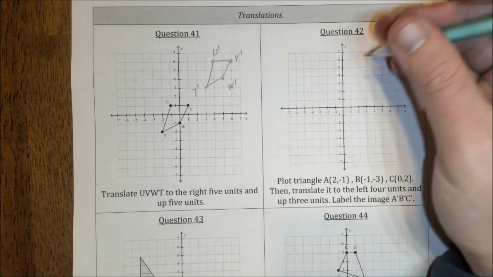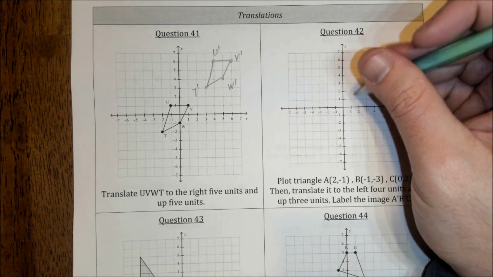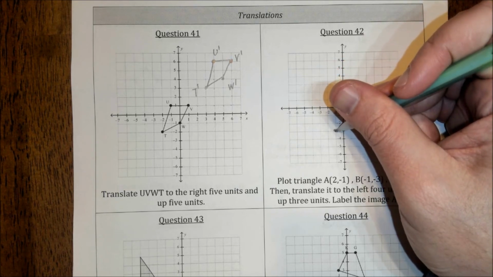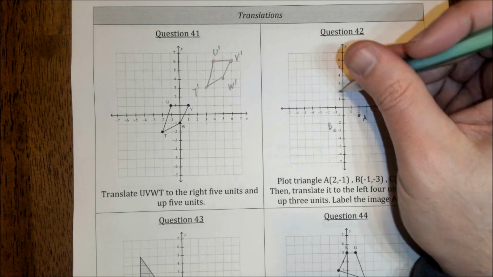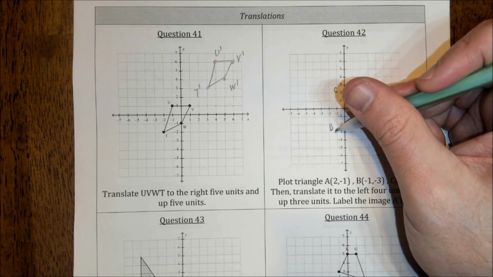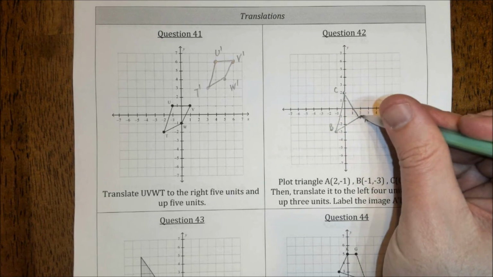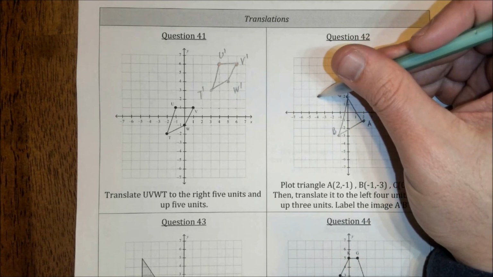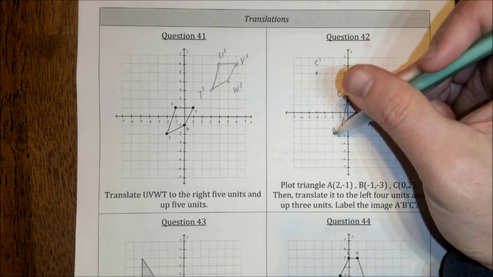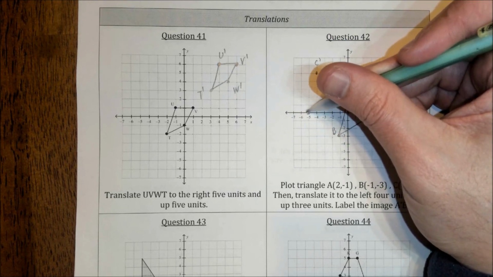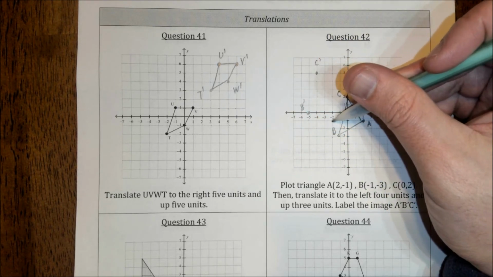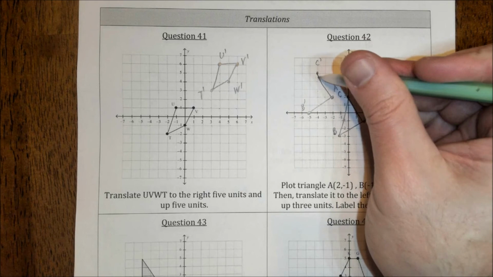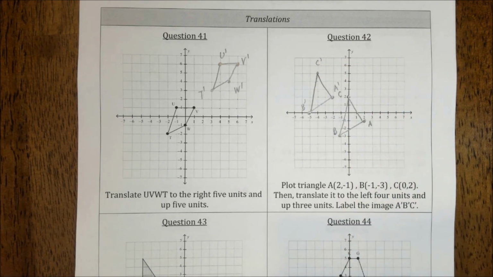42 wants us to plot triangle ABC. A is 2, -1. B is -1, -3. C is 0, 2. Then it wants us to translate to the left 4 and up 3. 1, 2, 3, 4, 1, 2, 3. And we have triangle A prime, B prime, C prime.